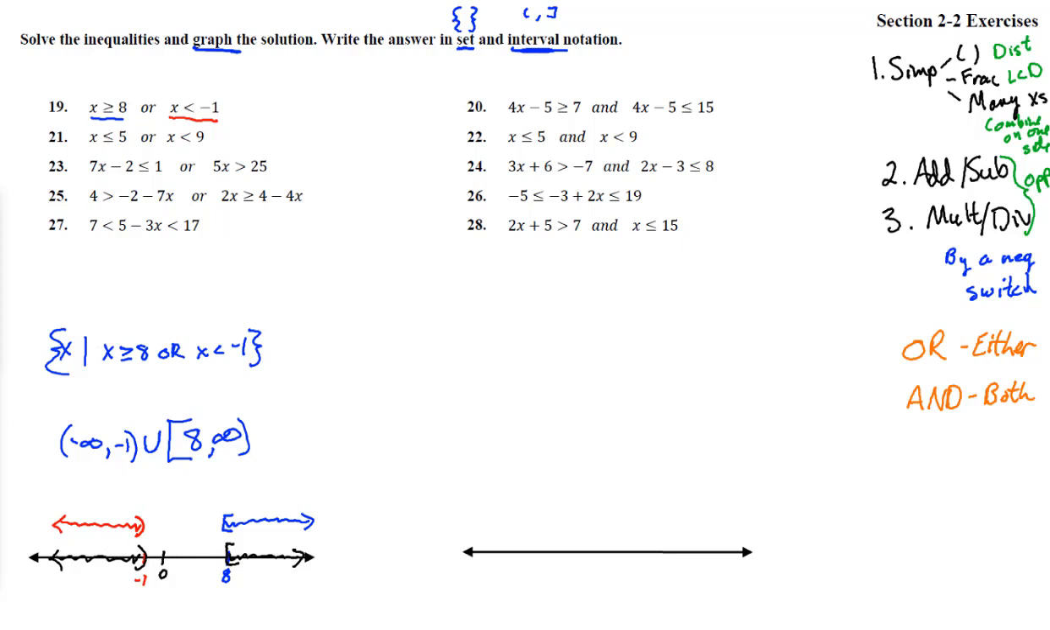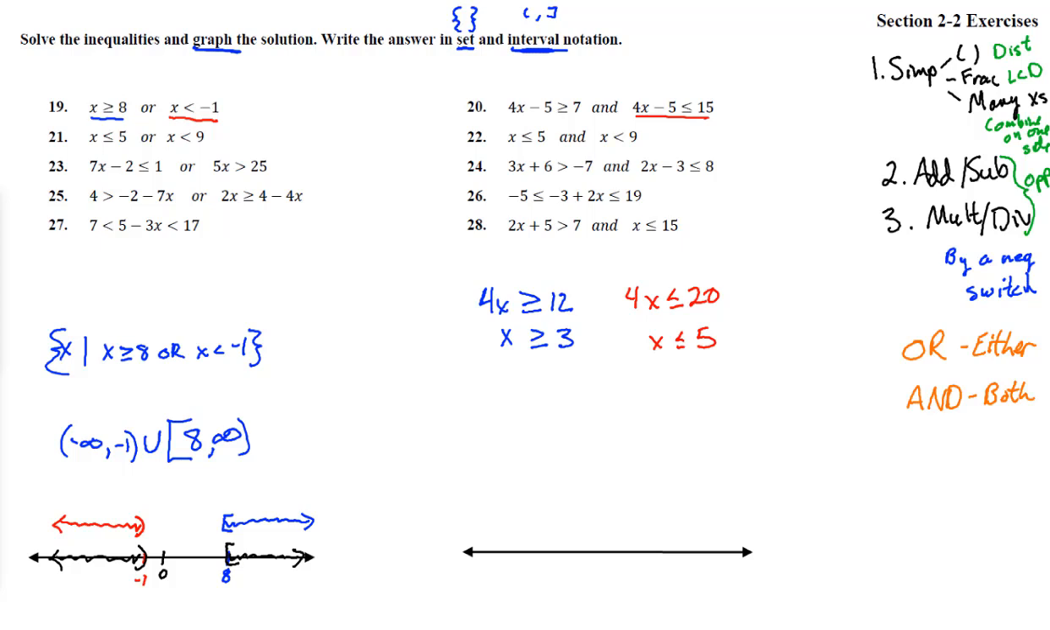All right, let's look at the next one. Number 20. 4x minus 5 is greater than or equal to 7. If we solve this, let's go ahead and put it right down here. 4x greater than or equal to 12 if you add 5 to both sides, and then x is greater than or equal to 3. And we have an and in there. That's going to be important, but let's do the red right down here. 4x less than or equal to 20. So that is x is less than or equal to 5.